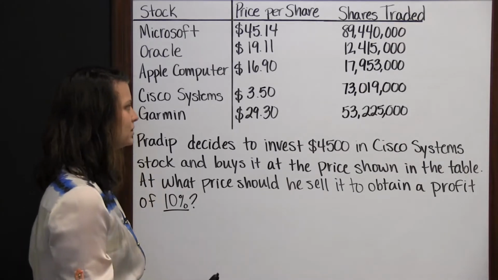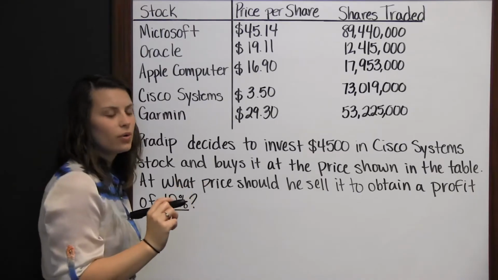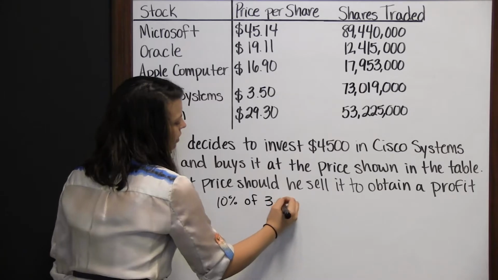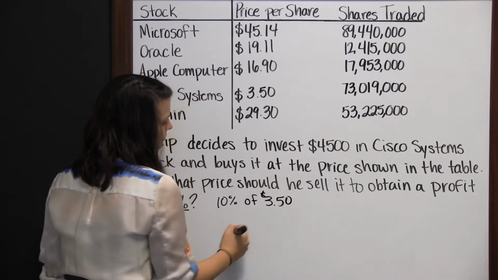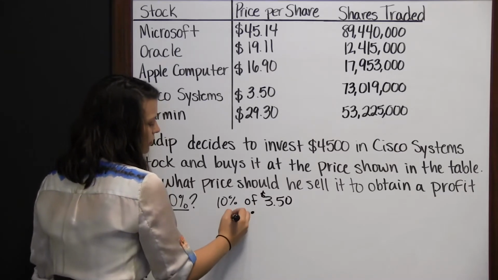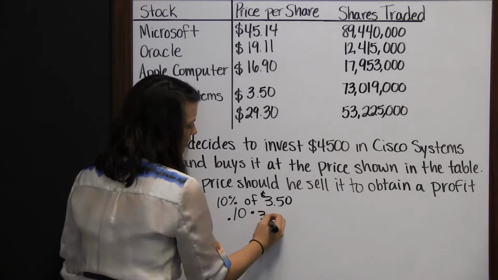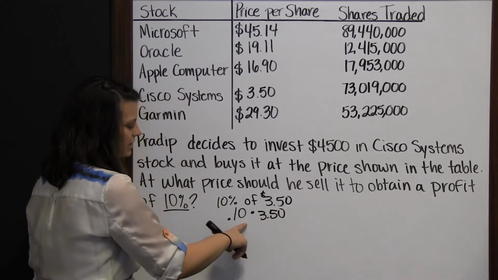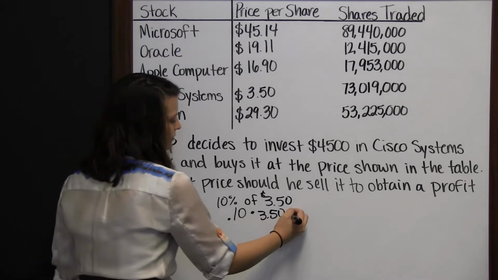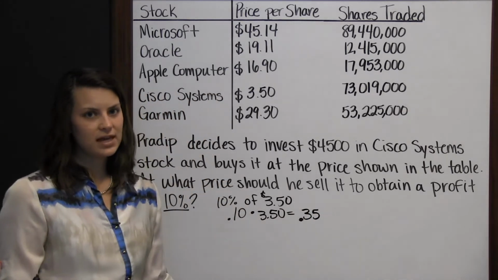And there are several ways to solve this problem. I'll show you one. So first I want to know, what is 10% of $3.50. Well, of means to multiply. So I'm multiplying times 1/10, or times 10/100. And multiplying times 10/100 means just moving that decimal one place to the left. So that is 35/100, or 35 cents.